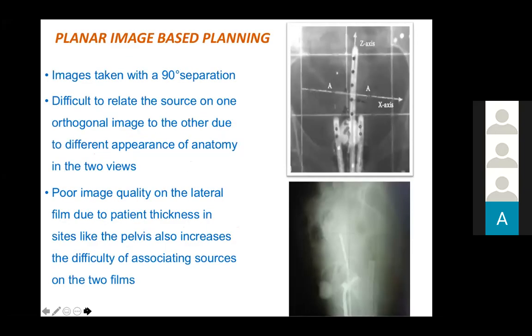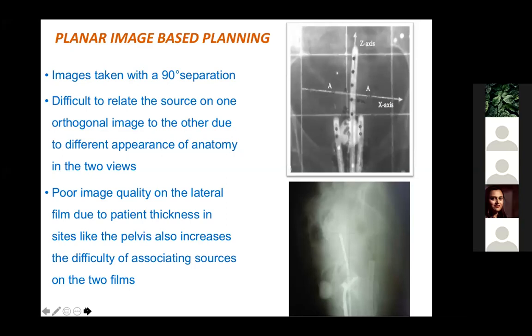Traditionally, what we have been following is the planar-based imaging. And traditionally, we have always done an X-ray based planning where we used to take two orthogonal films. If you think that we were going to have a 3D extraction by doing these orthogonal X-rays, however, that was difficult, because it was difficult to relate the source on one orthogonal image, and because of the difference in appearance of anatomy in the two views. There were also associated problems, like poor image quality on the lateral film if the patient was very thick, and difficulty in associating the source on the two films.